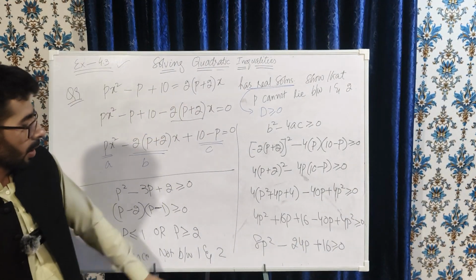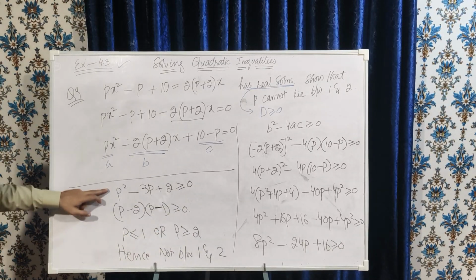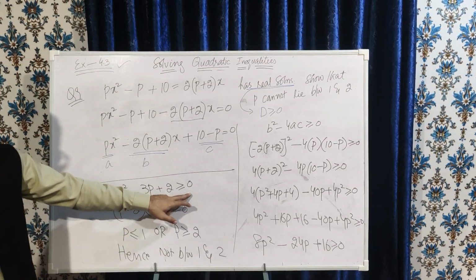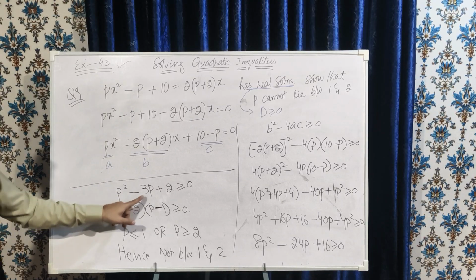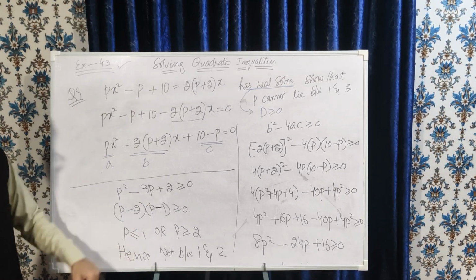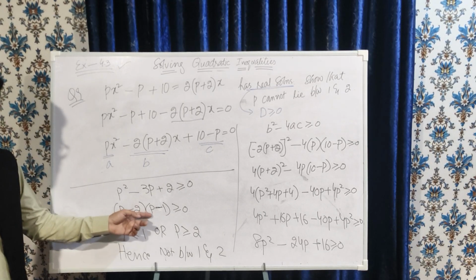We keep the 4 same, expand this square, we have p square plus 4p plus 4 minus, we multiply 4p with the whole bracket, we have negative 40p, and negative times negative is plus 4p squared, all bigger than or equal to 0. We simplify the whole thing, then here we divide it by 8, so we have p square minus 3p plus 2 bigger than or equal to 0. If we split the middle term, we will have p square minus 2p minus p plus 2 bigger than or equal to 0. We factorize it, we will have two factors, p minus 2 times p minus 1 bigger than or equal to 0.